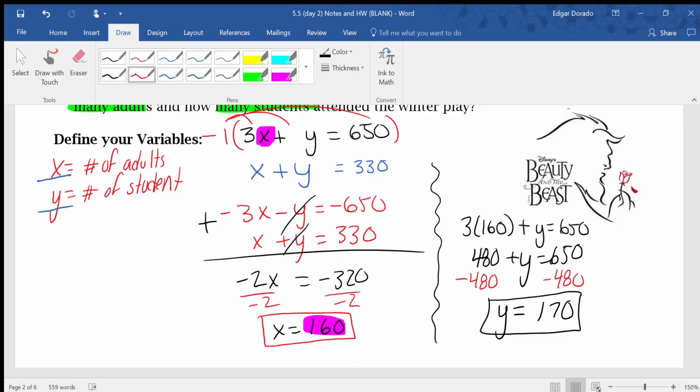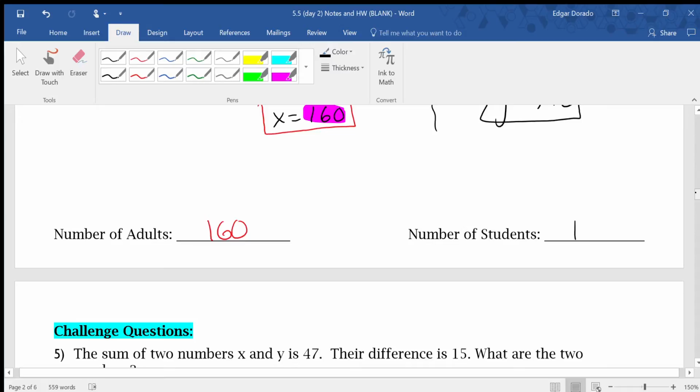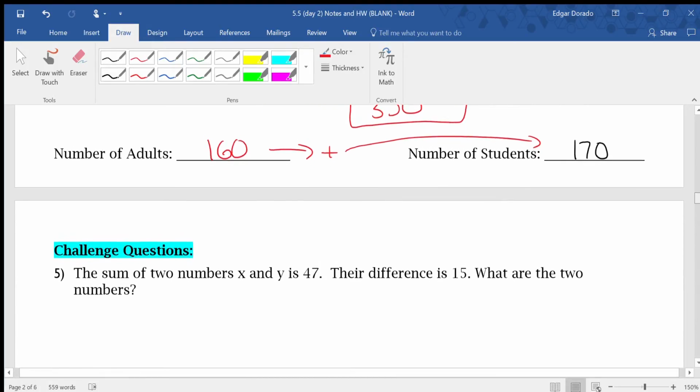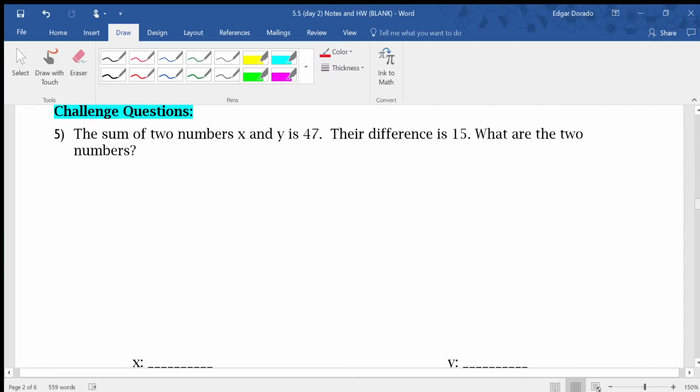So if my y is 170, that means the number of students that attended was 170. And look at that. If I add 160 plus 170, what do I get? 330. And that's exactly the number of people who attended the play. Okay? All right. So again, if you use substitution, you should have gotten the same answer. I used elimination in this particular problem, but it honestly does not matter.